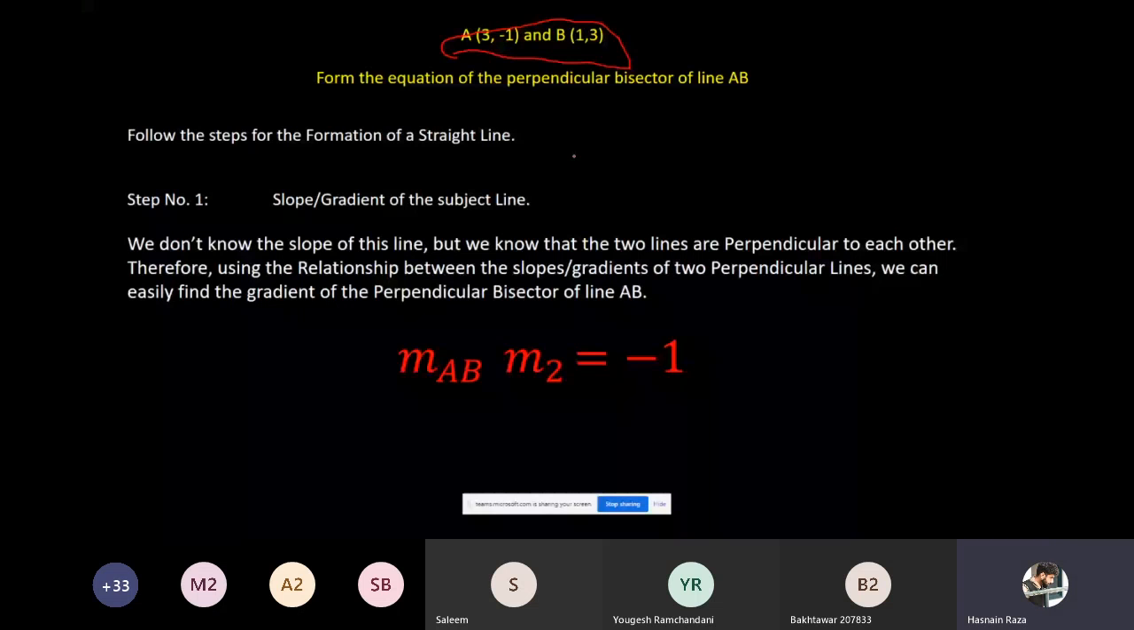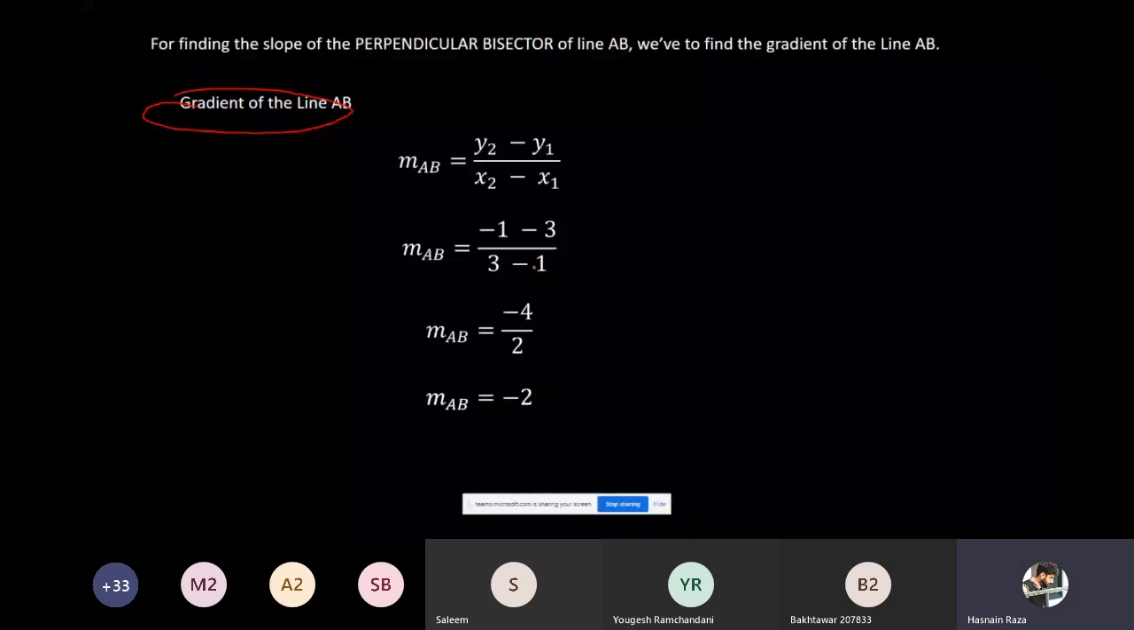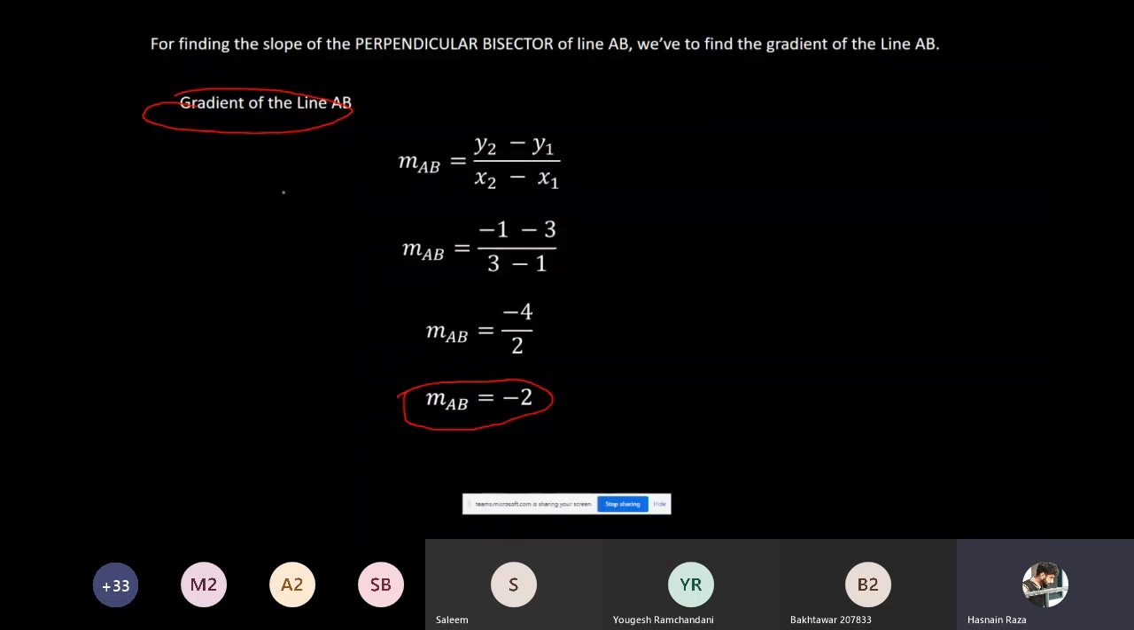-1 upon -3, we got the slope of the line AB. लेकिन अभी भी स्टेप नंबर 1 कंप्लीट नहीं हुआ है। स्टेप नंबर 1 में मुझे AB का स्लोप नहीं चाहिए, AB की परपेंडिकुलर लाइन का स्लोप चाहिए। So what we will do for this, we are going to use that relationship in the next slide.